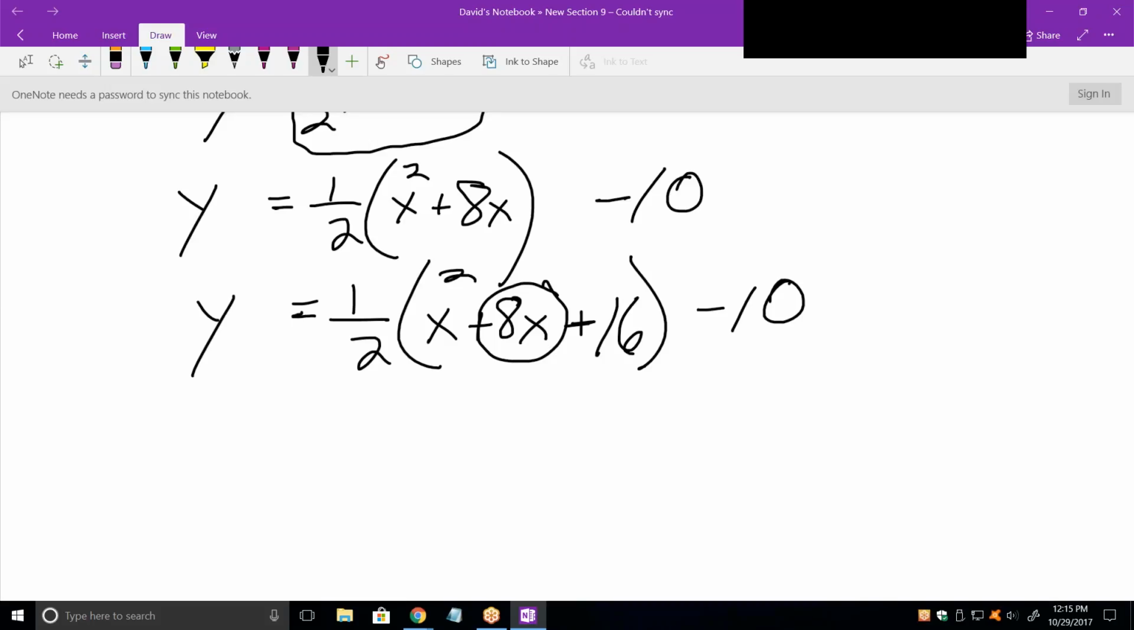8, pretty much. Is that 16? No, I added half of 16. Oh, so 8, yeah. This 1/2 multiplies the 16. So what I really added to the right side of the equation was 8. So to balance it, I have to subtract 8.